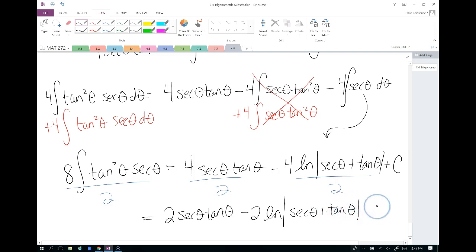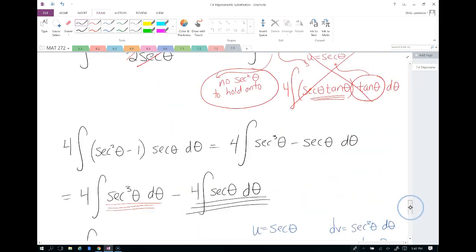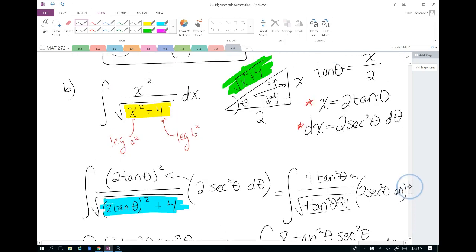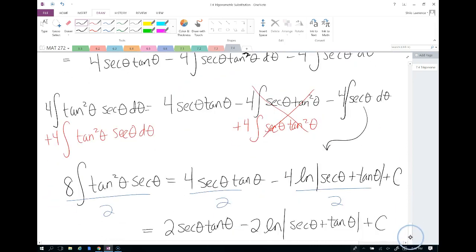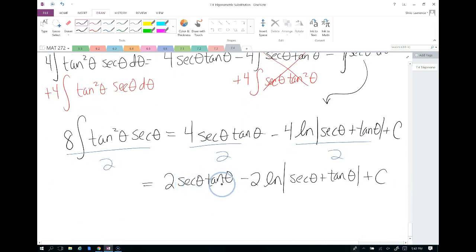This is not our final answer. I know we've done a lot of work to this point, but there is one more step. We put the thetas into this problem. When this problem was given to us, it started off with x's, remember? And we put the thetas in it to make it easier. So now we've got to look back at our triangle to help us figure out how to get the thetas back into the x's. So our answer here has secant theta and tangent theta.